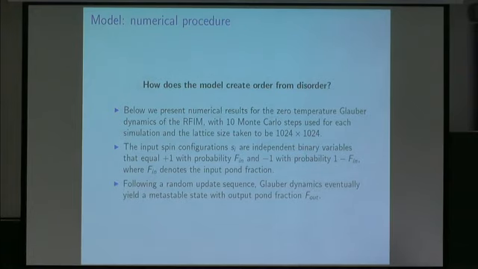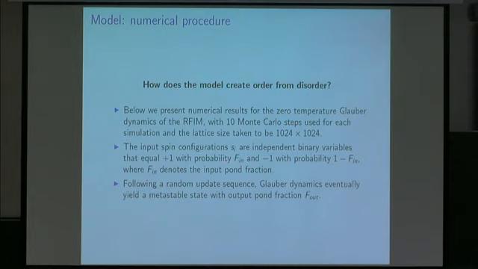So I'll just describe briefly how the numerical procedure goes. Numerically, how do we implement the model so that it creates order from disorder? These numerical results are presented following the global dynamics of the random field Ising model. We take 10 Monte Carlo steps, which means that on average, each spin is attempted to be flipped 10 times. This will enable the system to converge onto a metastable state. Lattice size is taken to be pretty big. And we want the input spin configuration to also be a random spin configuration.